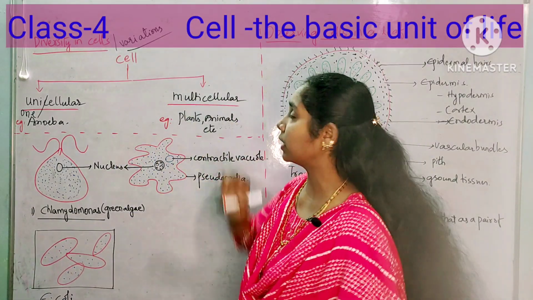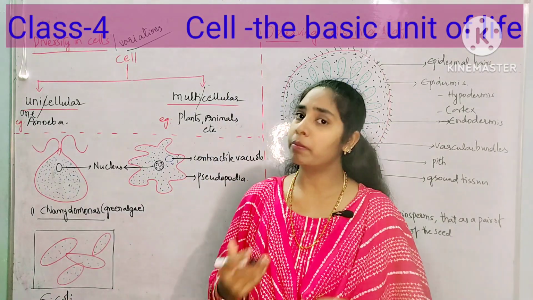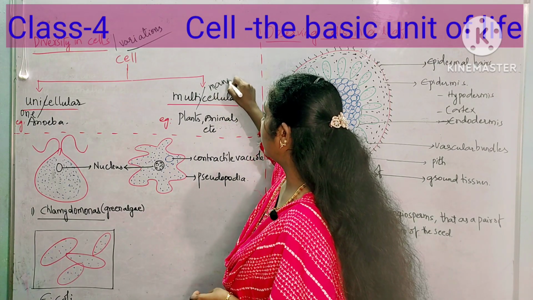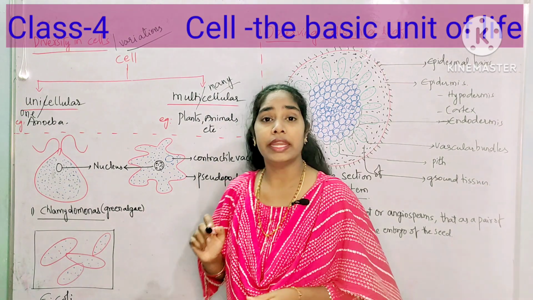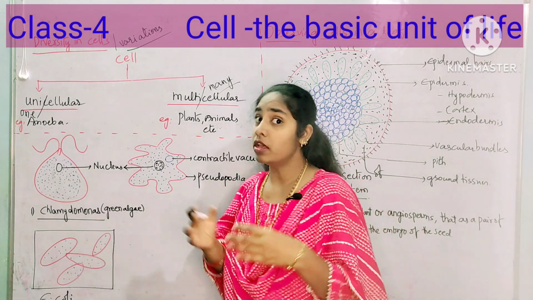In the case of a multicellular organism, multi is nothing but many. So these are organisms which have many cells in their lifetime. In their lifetime, how many cells do they have? They have many cells.